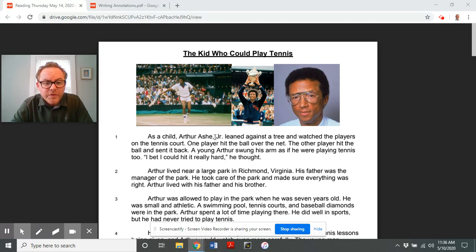Paragraph 2. Arthur lived near a large park in Richmond, Virginia. His father was the manager of the park. He took care of the park and made sure everything was right. Arthur lived with his father and his brother.